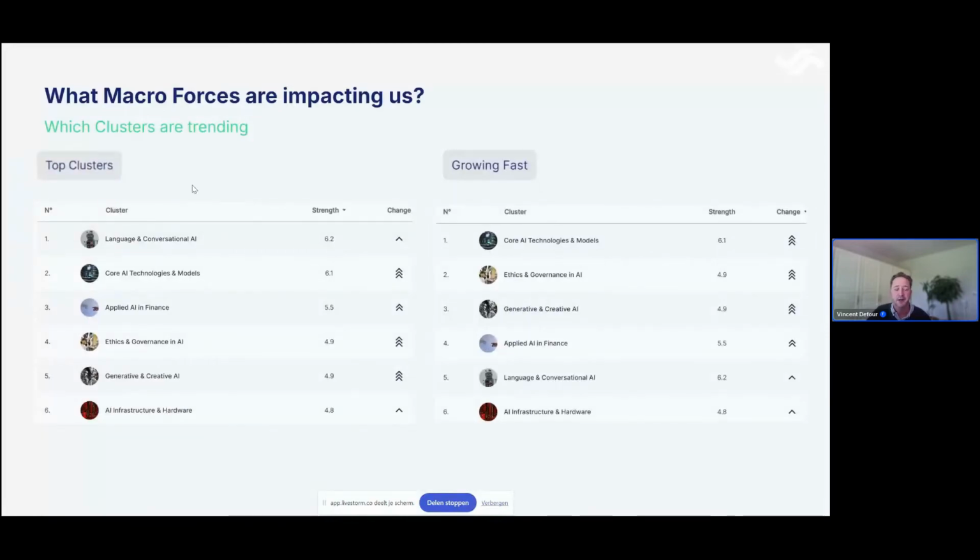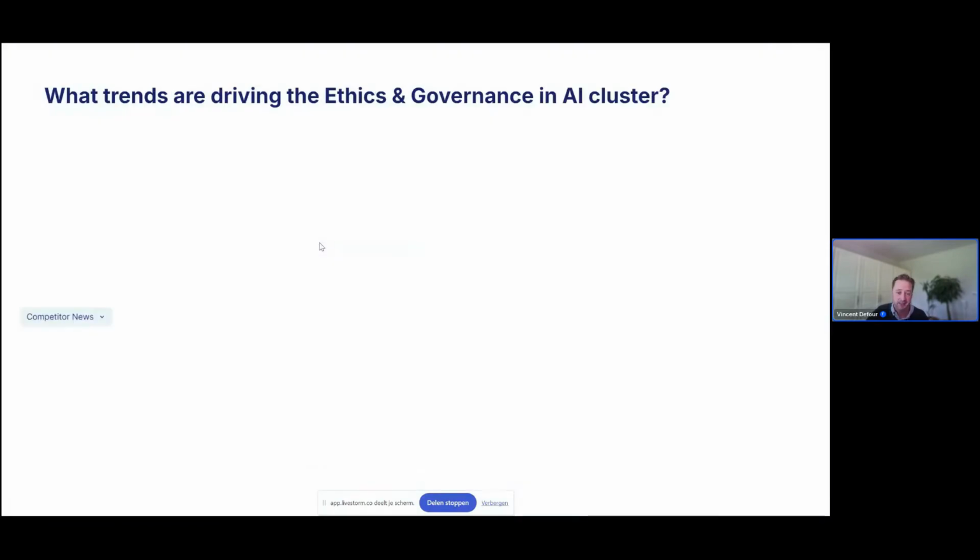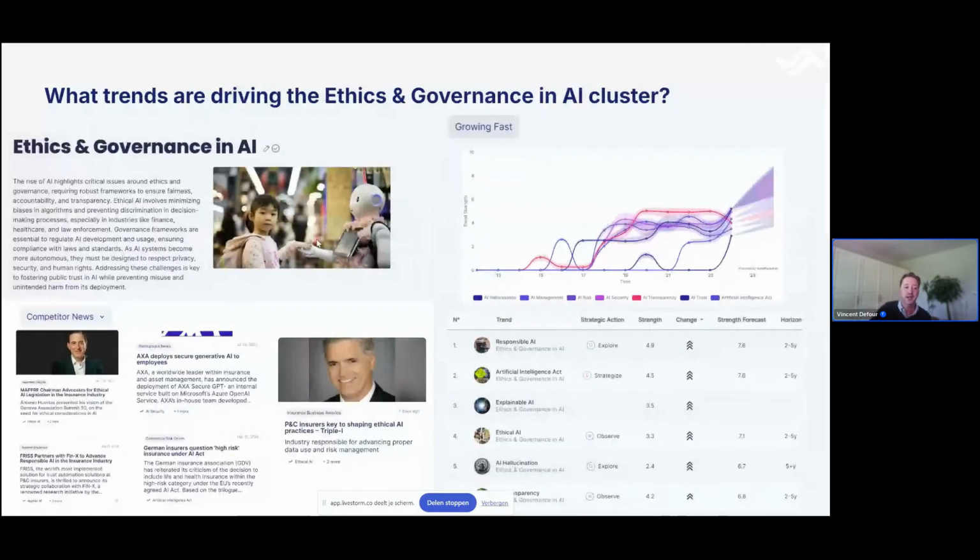this is the snapshot. If I would then zoom in onto one specific one, like I explained, the ethics in AI, what you would get is an explanation about what ethics and AI actually mean from an impact perspective onto insurance. You can select or highlight a couple of these articles. You could actually see that most of these fast growing trends are quite new and quite new signals.